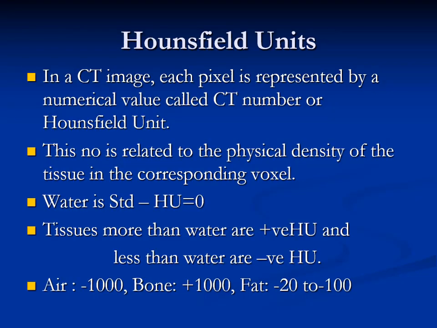Hounsfield units. In a CT image, each pixel is represented by a numerical value called CT number or Hounsfield unit. This number is related to the physical density of the tissue in the corresponding voxel. Water is the standard, HU equals zero. Tissues denser than water are positive HU and less dense than water are negative HU. Air, minus 1000; bone, plus 1000; fat, minus 20 to 100.